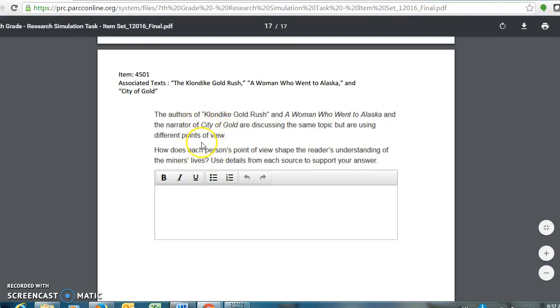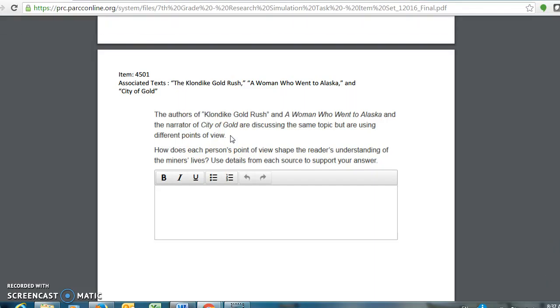Now, if you didn't know they had different points of view, now you do. The prompt is telling you that. So don't write an essay saying they all had the same point of view, because the prompt is telling you that they definitely have different points of view. How does each person's point of view shape the reader's understanding of the miners' lives? That is your focus point for this essay. Don't write about something else. Don't write about whether or not you liked reading what you read or what they said was stupid or something like that. You want to be focused and you want to be serious about answering this question very clearly so that the reader of your essay knows that you read well, that you understood what you read, and you're writing well too. You can write well to a prompt.